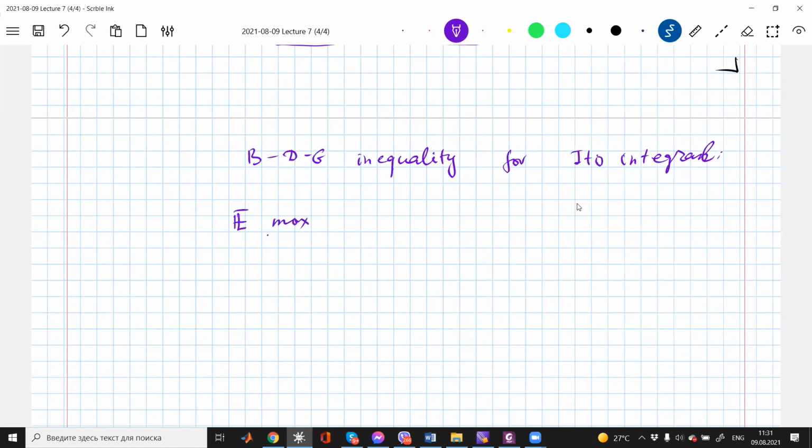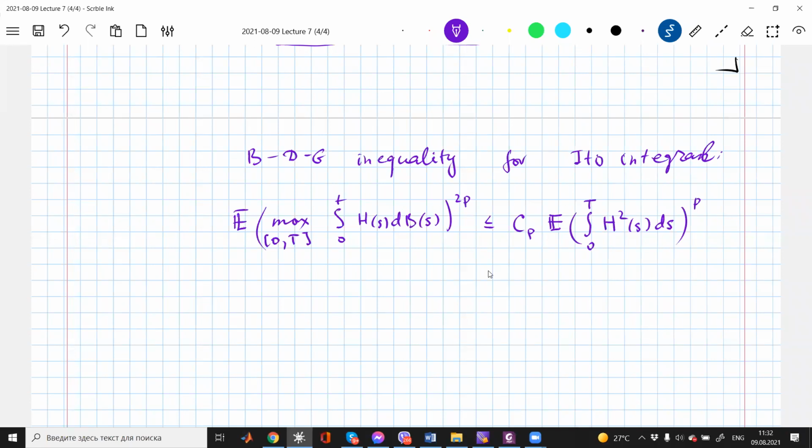If I take the maximum on the interval from 0 to t of some Ito integral to the power 2p, this is less than or equal to some constant times the expectation of the integral from 0 to t of h squared(s) ds, to the power p. Okay, so now I will use this inequality.